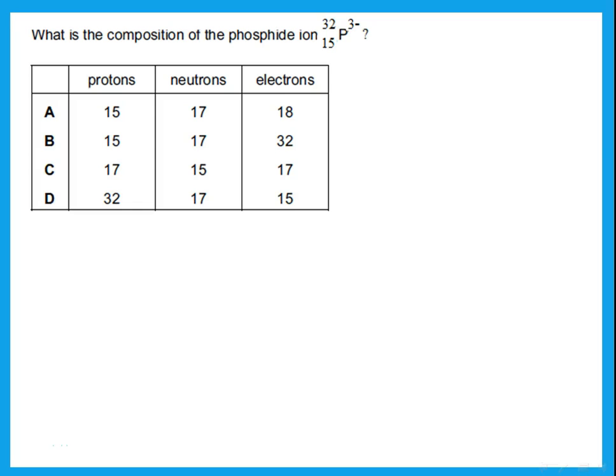Okay, what is the composition of the phosphide ion? And he gives you the formula of the phosphide ion. This is something that has an atomic number of 15, and that means it has 15 protons, 15 electrons at the beginning as an atom. But because it has 3 minus, that means the number of electrons is what? Number of electrons is 18. So I'm looking for something that has 15 protons. Number of neutrons would be 32 minus the 15, which is 17. And the number of electrons has to be 15, plus the extra 3, so that is 18.